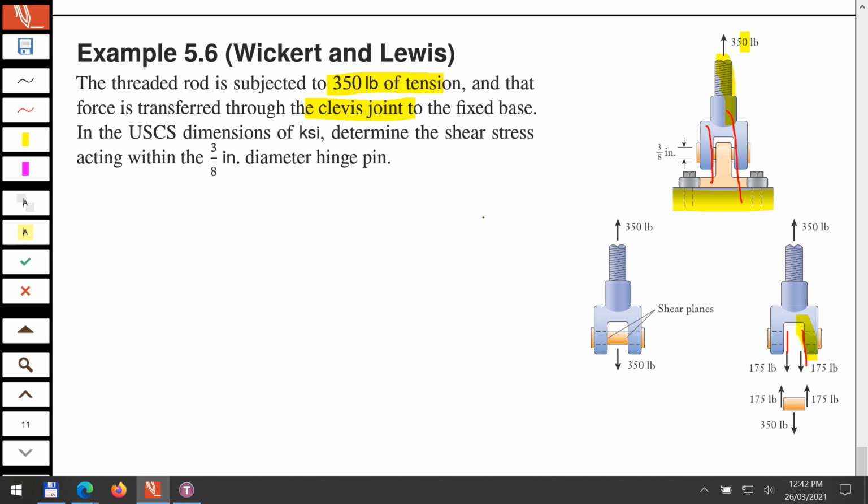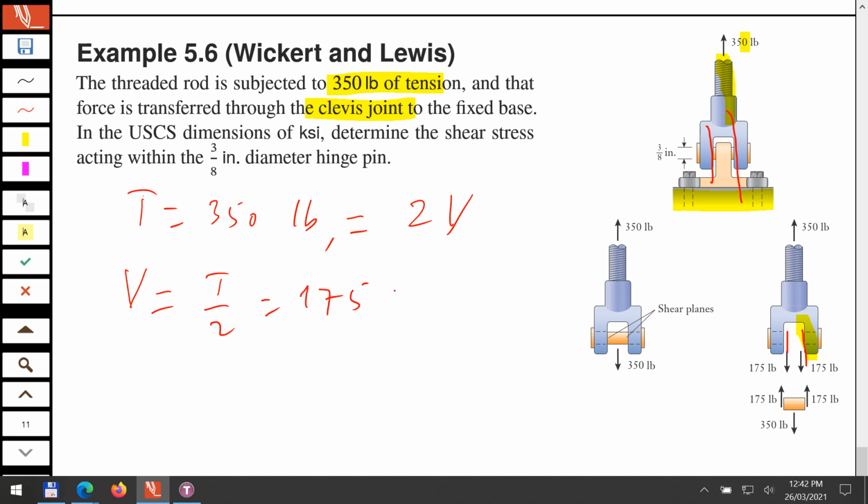ठीक है. So which means that you will have, for example, if T is 350 pounds, this must equal 2 times V. V is the shear force. So V must equal T over 2, which is 175 pounds. ठीक है. Diameter कितना है? Diameter 3 by 8 inch. Yeah, 3 over 8 inch. So this will give you the area.